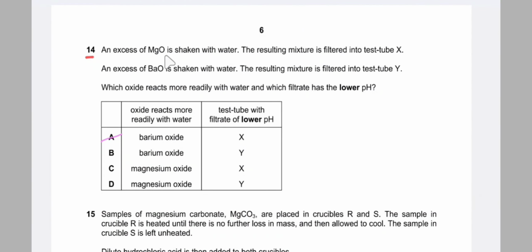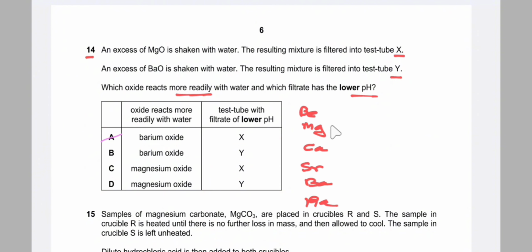Number 14. An excess of magnesium oxide is shaken with water. The resulting solution is filtered into test tube X. An excess of barium oxide is shaken with water. The resulting mixture is filtered into test tube Y. Which oxide reacts more readily with water, and which filtrate has the lower pH?